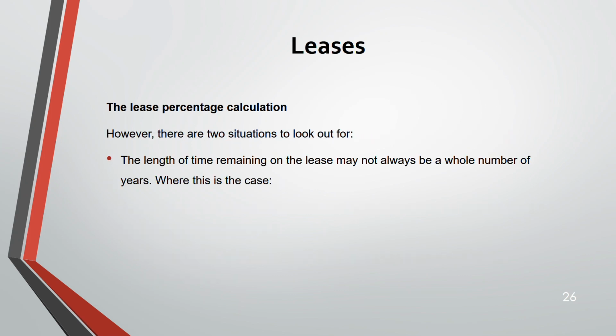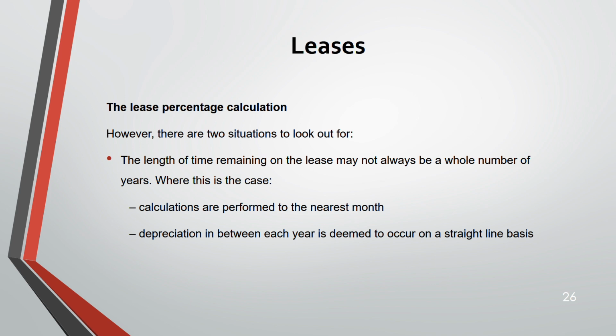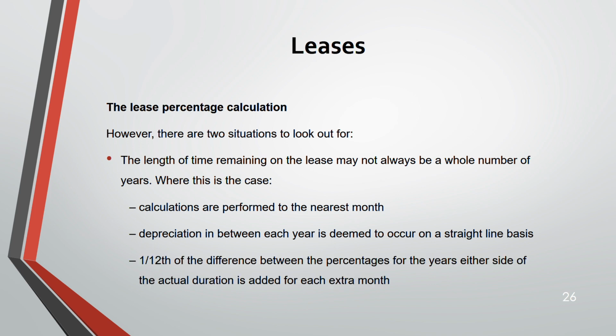Next, the length of time remaining on the lease may not always be a whole number of years. If this is the case, the calculation has to be performed to the nearest month, and the depreciation in between each year is deemed to occur on a straight line basis. 1/12 of the difference between the percentages for the years either side of the actual duration is added for each extra month. That means let's say 38 and 39, and it's 38.5. It's between 38 and 39 years. More than 38, less than 39.